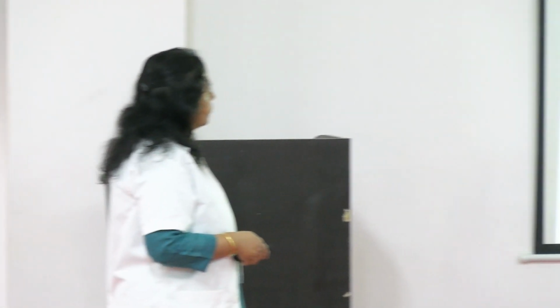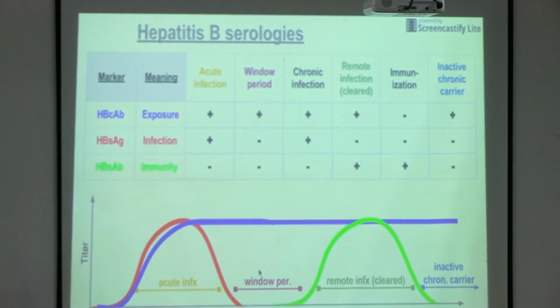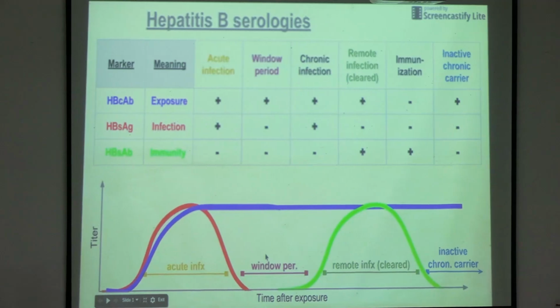Only HBsAg is positive. So like that you have to know which one is what. So here I have a graph where you can see the viral markers. I understand this is a little bit difficult. You have to read twice or thrice when you go home, and then only you will understand it.